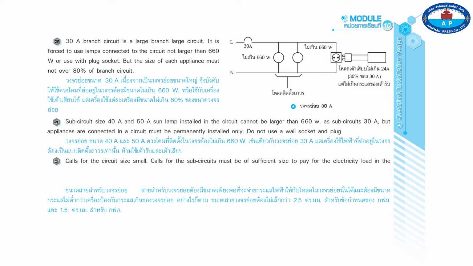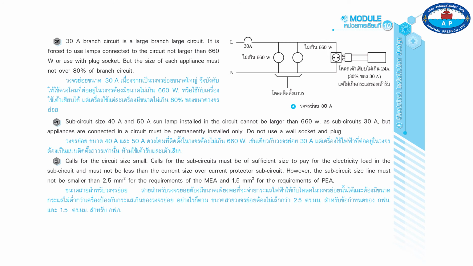Wires for the sub-circuits must be of sufficient size to carry the electrical load in the sub-circuit, and must not be less than the current size of the overcurrent protector of the sub-circuit. However, the sub-circuit wire must not be smaller than 2.5 square millimeters for the requirements of the MEA and 1.5 square millimeters for the requirements of PEA.